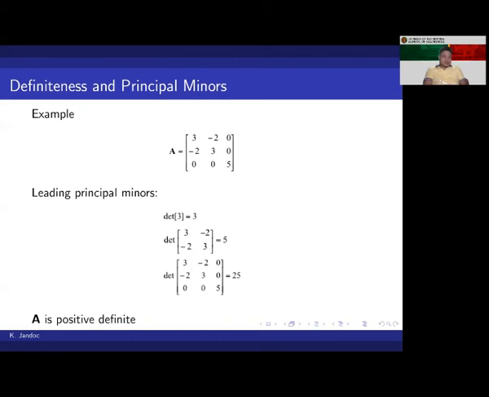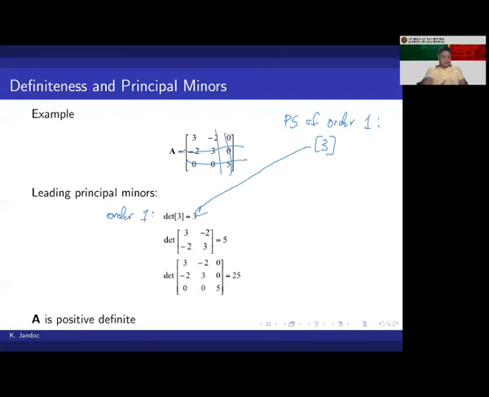So for the principal minor of order 1, let's go to the principal submatrix first of order 1. To find that, we'll delete the last two rows and two columns. So it's this one, this one. So it's this matrix 3. The determinant of 3 is simply 3. So this is order 1.